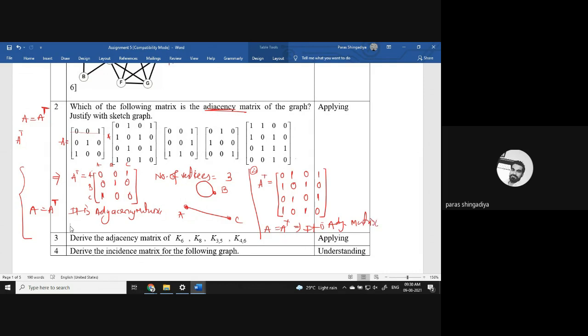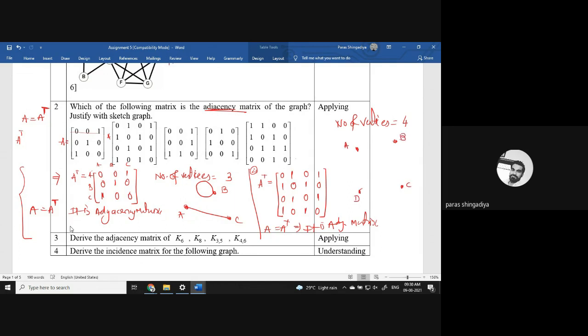So how many vertices will the graph contain? Here the number of vertices is equal to 4. Why is it 4? Because what is the size of the matrix? It is 4 by 4. So the number of vertices of the graph will be 4. So now consider 4 vertices of the graph: A, B, C, and D.